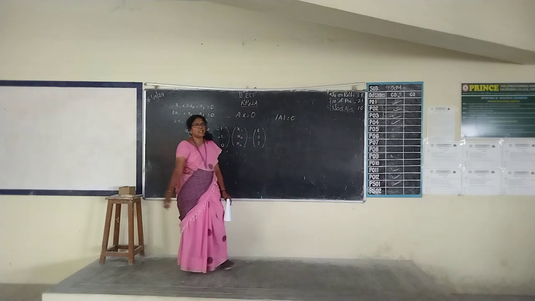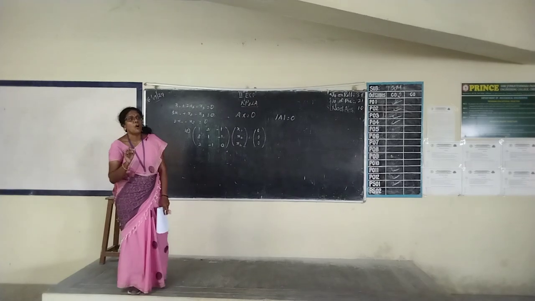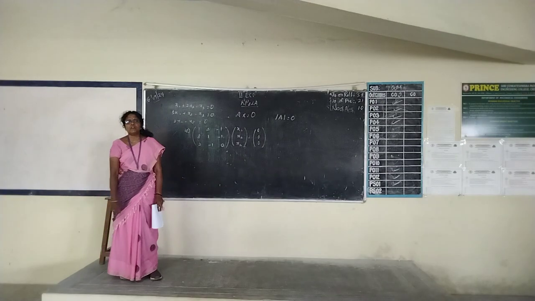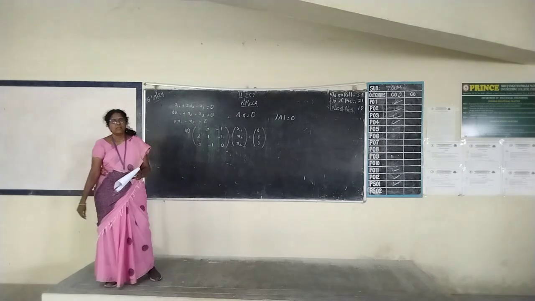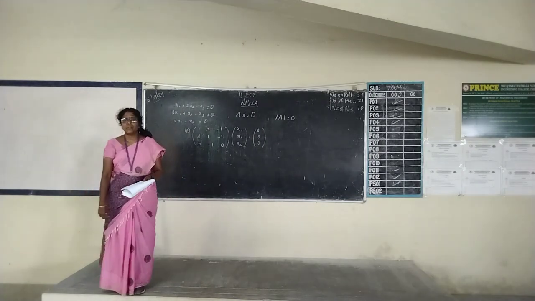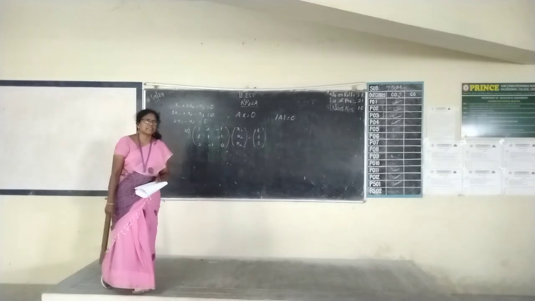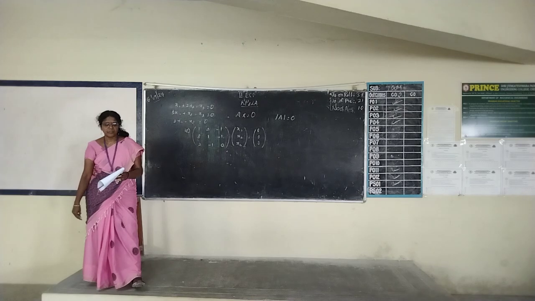So determinant of A equal to 0, what is the meaning? It is going to have a non-trivial solution. Determinant of A equal to 0, so the system has a non-trivial solution.